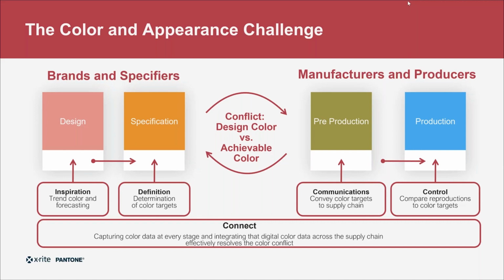So what are the trend colors in forecasting, defining the determination of color targets, but then also we have on the other side, the pre-production and the production. So the manufacturers and producers. So this group is typically working separately from the brand design and specification. But what we're trying to do is help link all of those different stages of the design process.